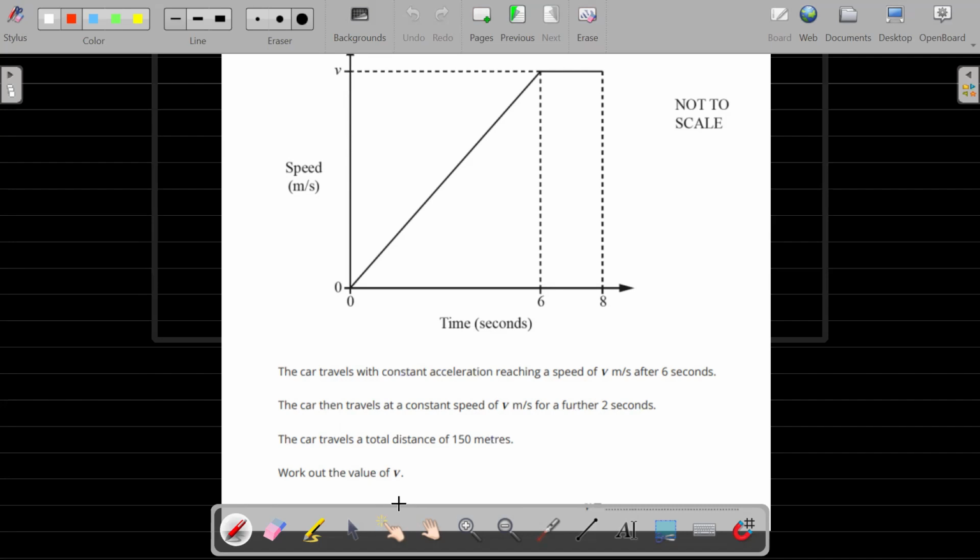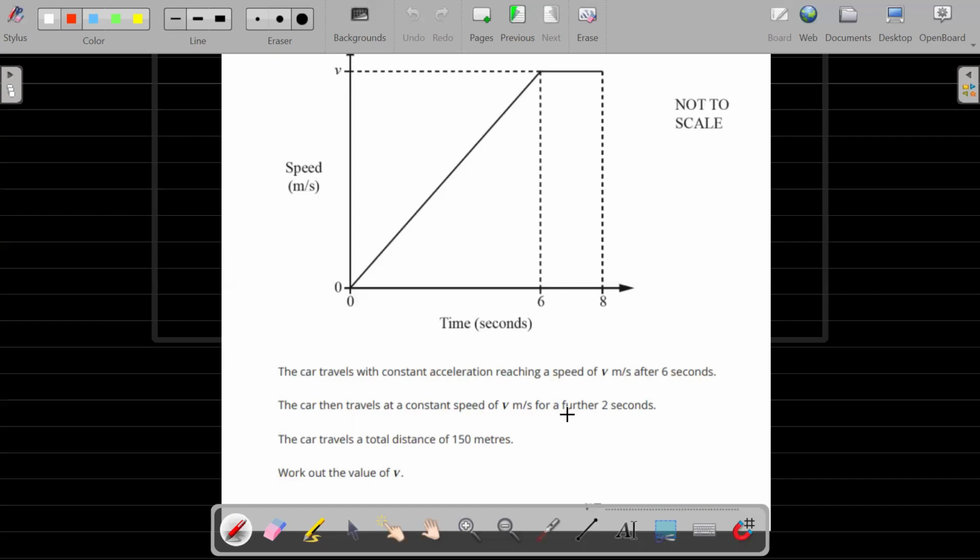Let's see whether what you are saying is right or not. You are saying that a car travels with a constant acceleration, reaching a speed of v meters per second after 6 seconds. The car then travels at a constant speed of v for a further 2 seconds. The car travels a total distance of 150 meters. Work out the value of v.